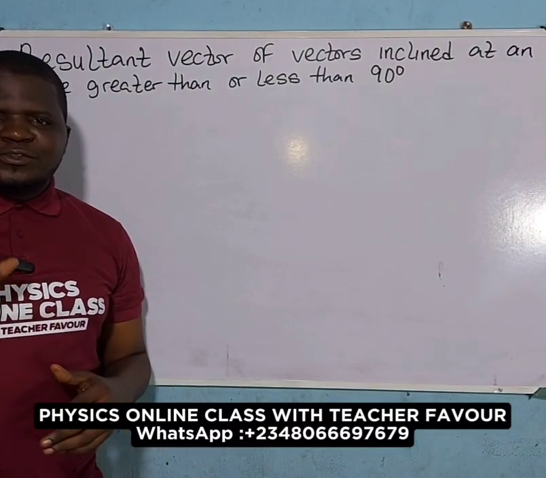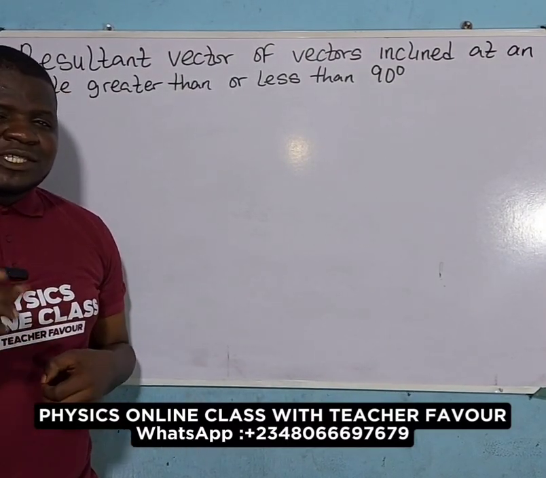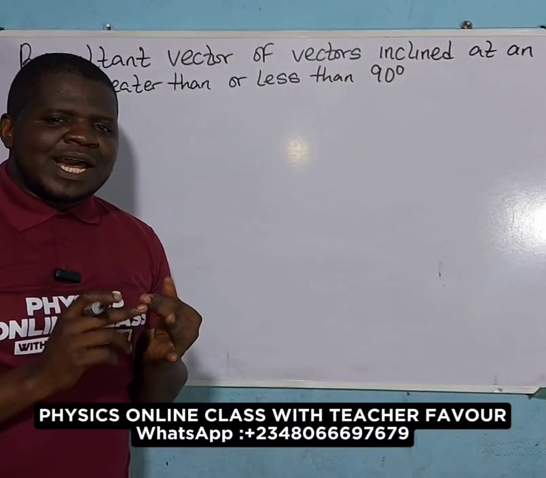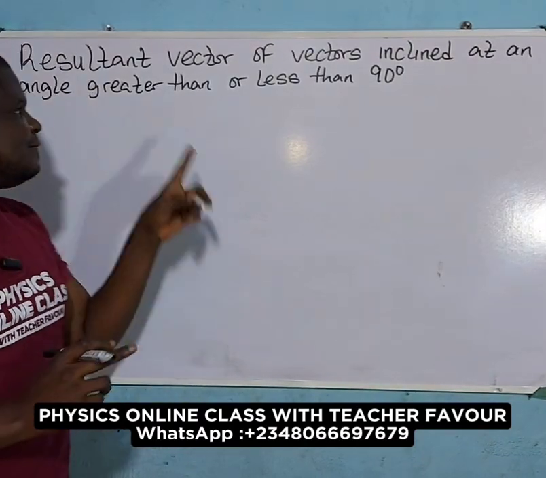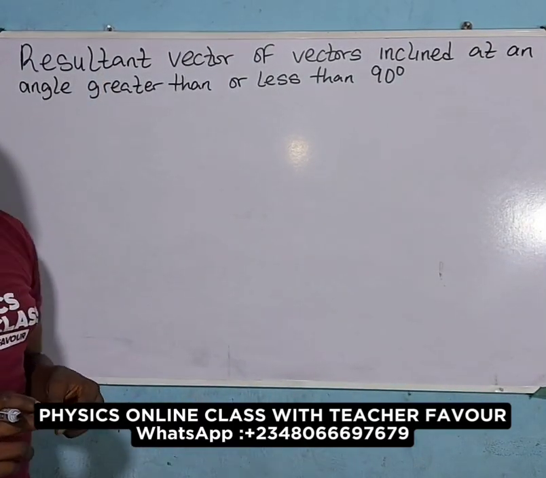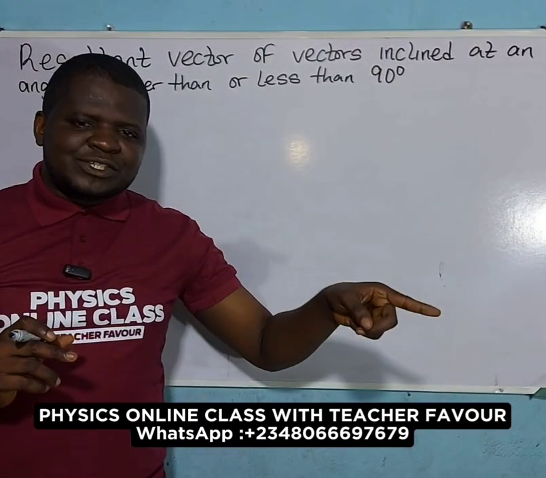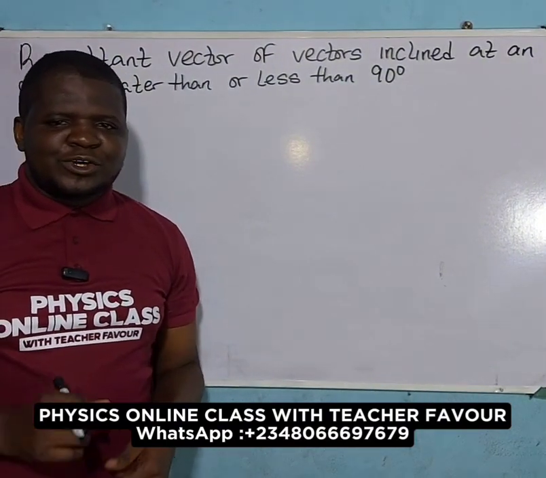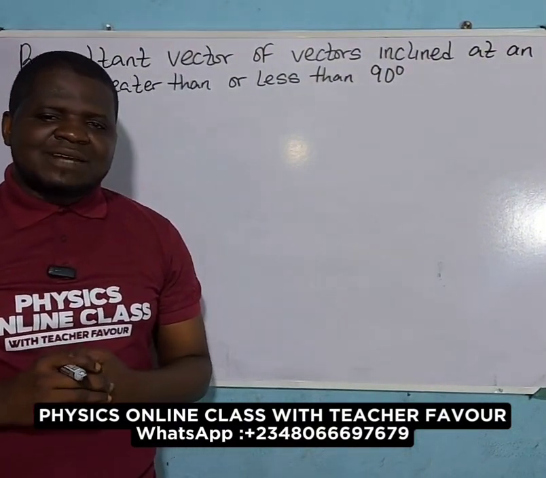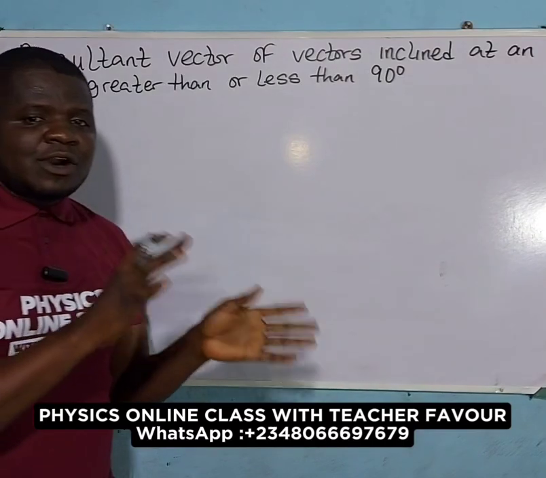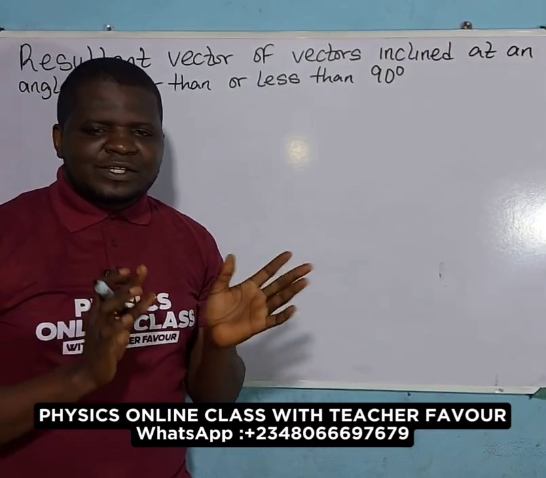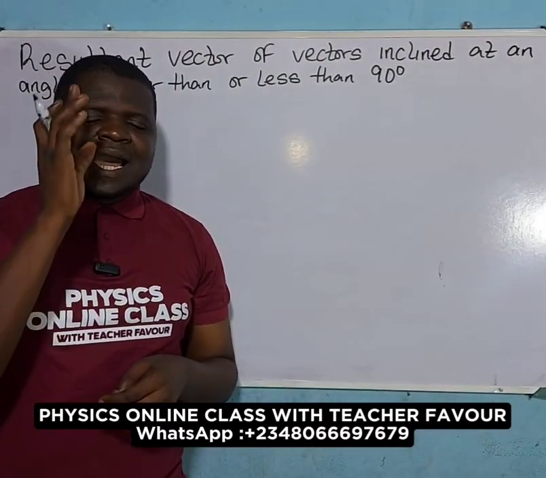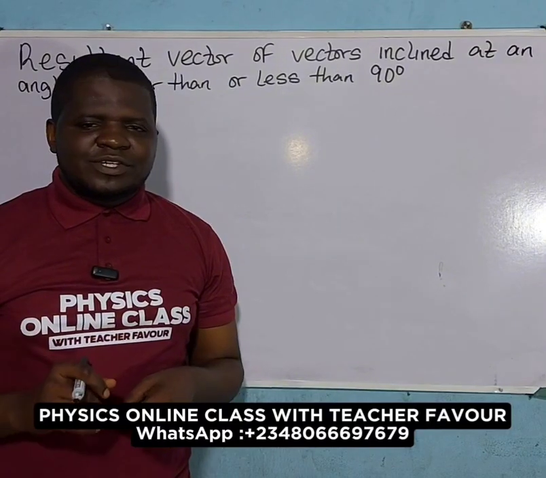Still on vectors, do not forget that vectors are those quantities that have magnitude and direction. Therefore, in finding a resultant vector, we must consider the magnitude and as well the direction. In my previous videos, I've solved questions on vectors in the same direction, vectors in the opposite direction, and vectors that are perpendicular to each other.